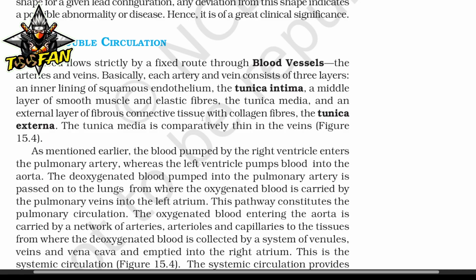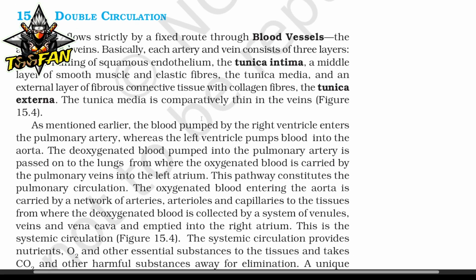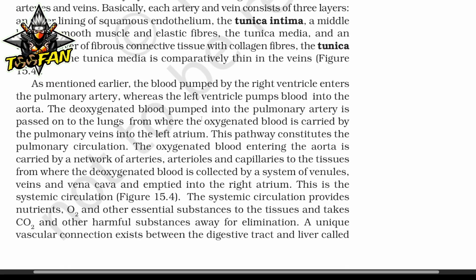The oxygenated blood entering the aorta is carried by a network of arteries, arterioles, and capillaries to the tissues, from where the deoxygenated blood is collected by a system of venules, veins, and vena cava and emptied into the right atrium. This is the systemic circulation. Systemic circulation provides nutrients, oxygen, and other essential substances to the tissues and takes CO2 and other harmful substances away for elimination.